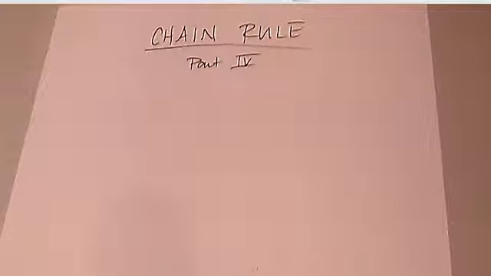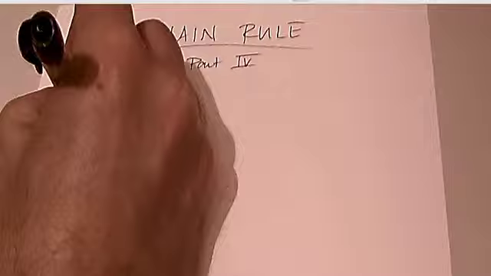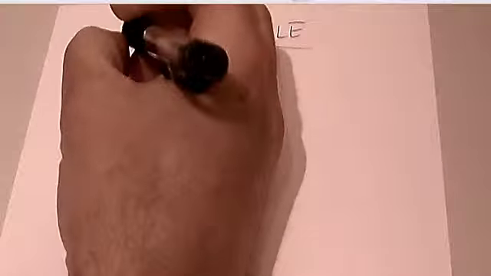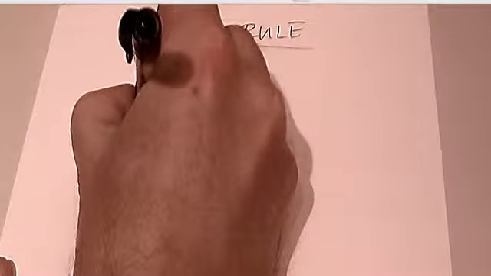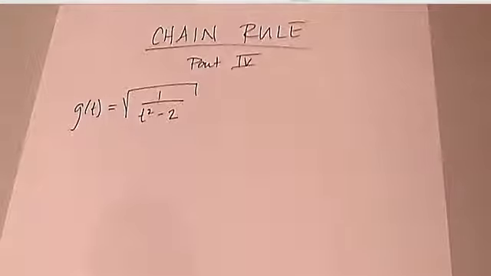Okay, final section of our series of videos on the chain rule. Let's go ahead and jump right in. Let's say I have g of t is equal to the square root of 1 over t squared minus 2.